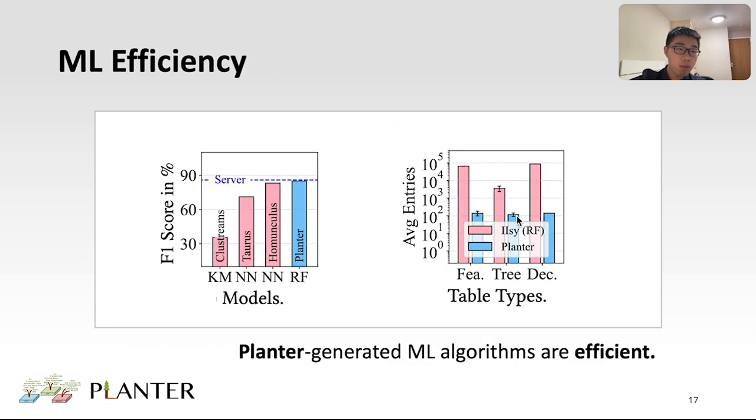We also compare Planter with several state-of-the-art solutions. Planter achieves higher F1 score than Clustream, Torus, and Homunculus, and for similar models, requires significantly less memory than Leo, while in all cases fitting on an unmodified Tofino switch. We provide further comparisons in our paper.